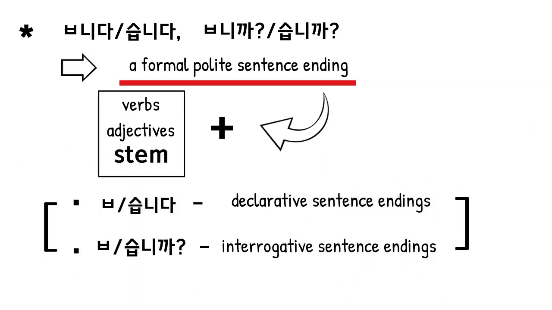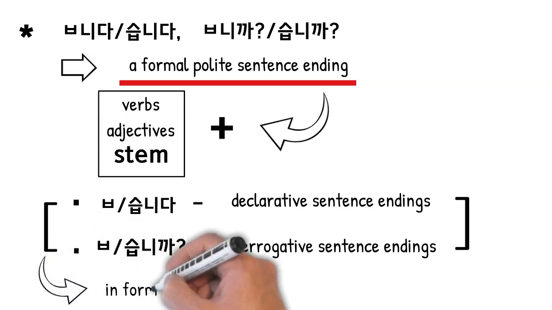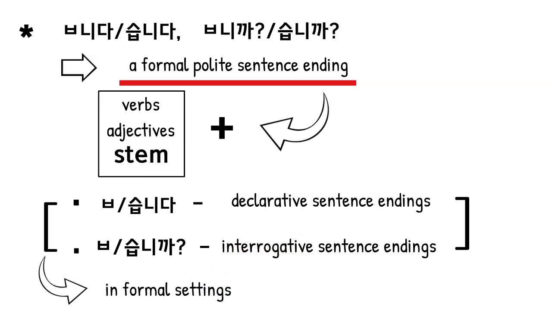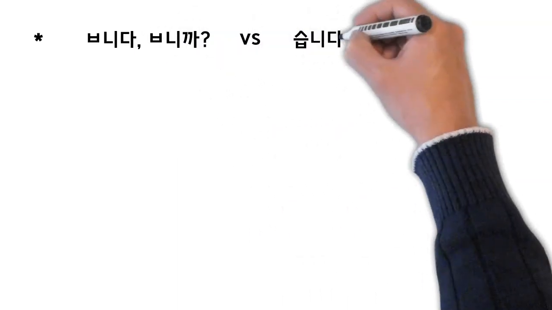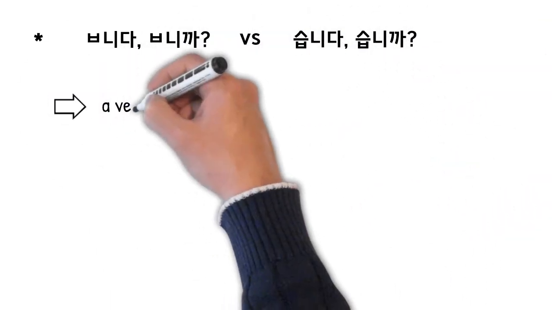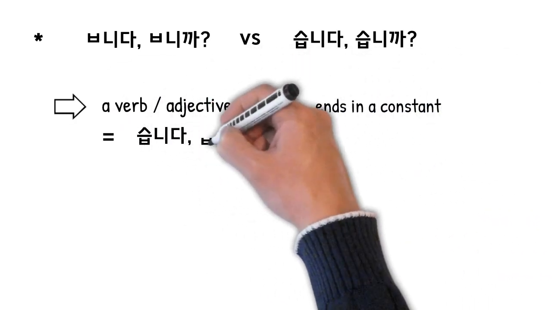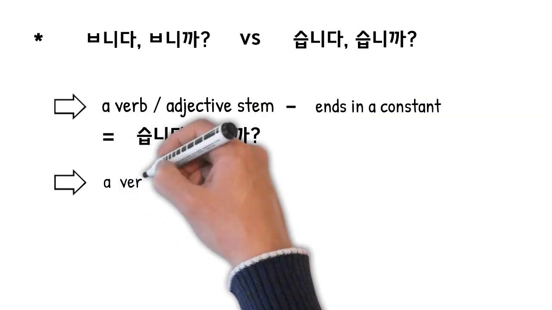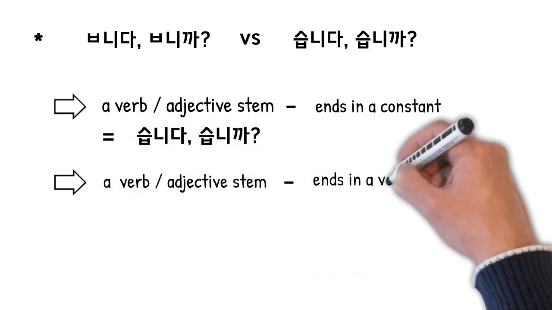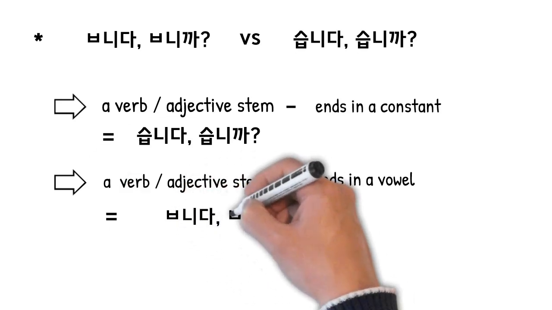비읍니다 or 습니다, 비읍니까 or 습니까 is mostly used in formal settings such as in the military, presentations, meetings, TV news reports, and lectures. When a verb or adjective stem ends in a consonant, use 습니다, 습니까. When a verb or adjective stem ends in a vowel, use 비읍니다, 비읍니까.